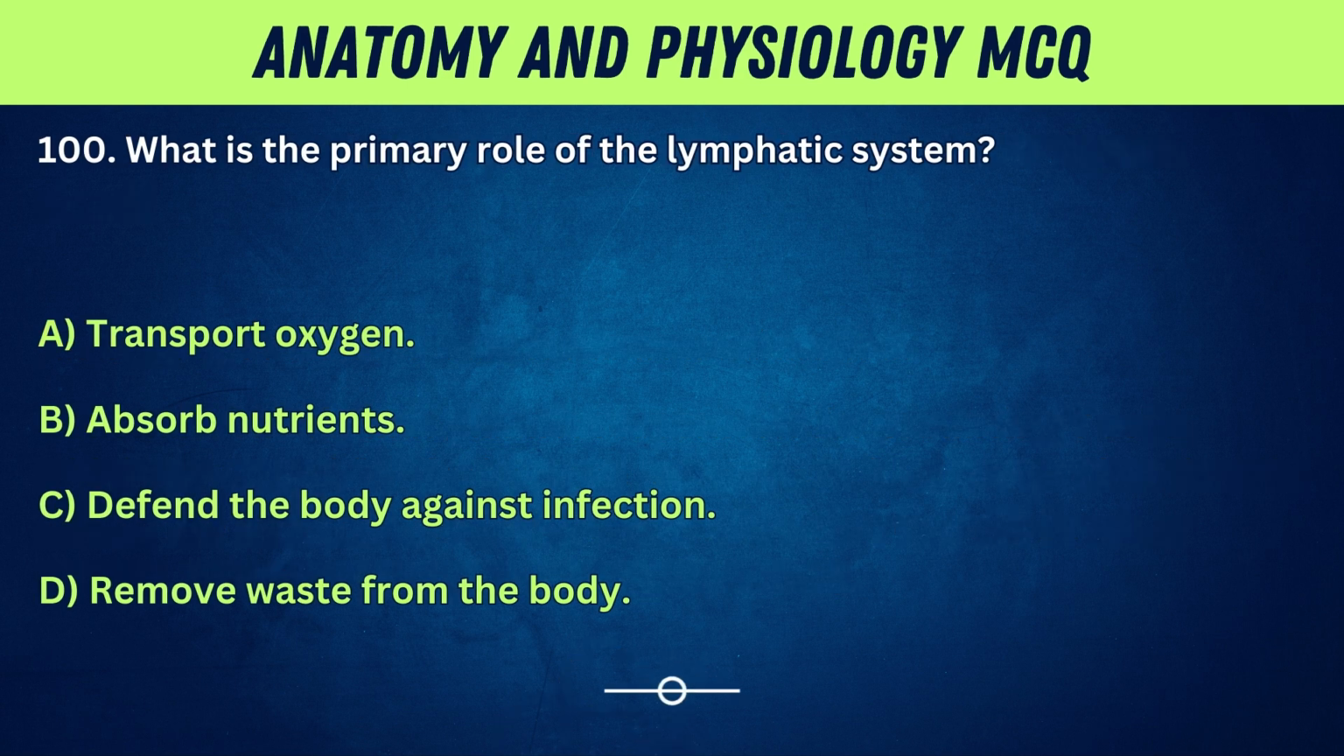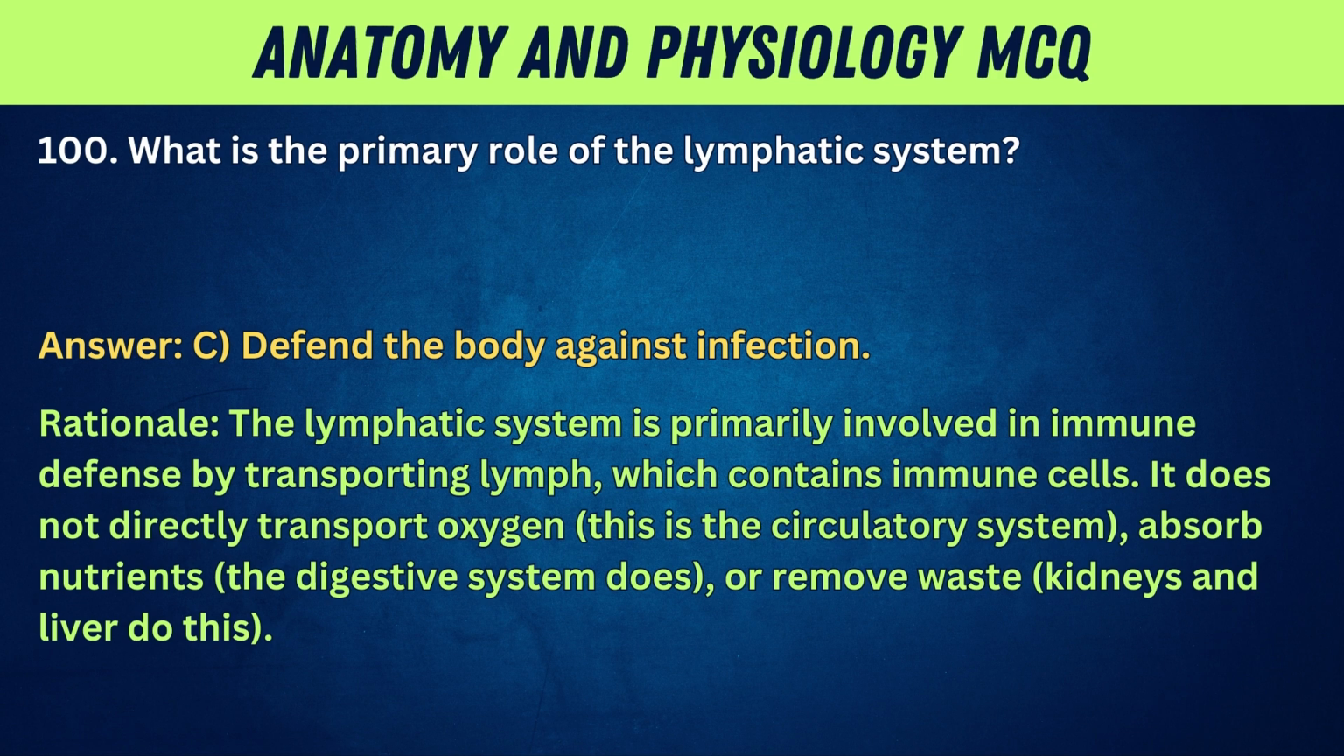100. What is the primary role of the lymphatic system? A. Transport oxygen. B. Absorb nutrients. C. Defend the body against infection. D. Remove waste from the body. Answer: C. Defend the body against infection. Rationale: the lymphatic system is primarily involved in immune defense by transporting lymph, which contains immune cells. It does not directly transport oxygen. This is the circulatory system. Absorb nutrients, the digestive system does, or remove waste. Kidneys and liver do this.